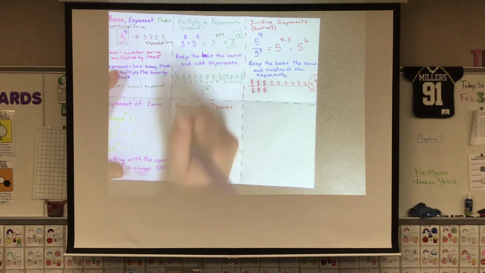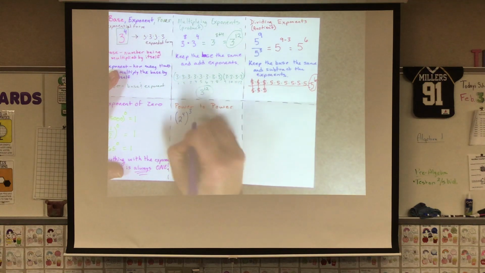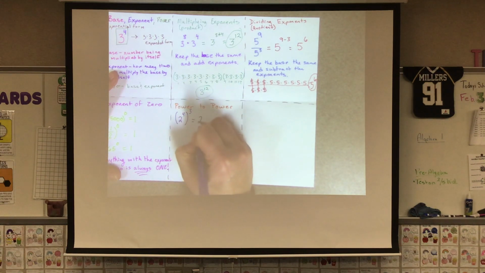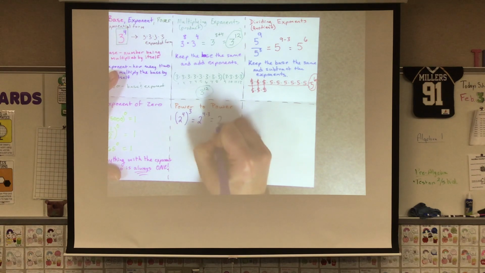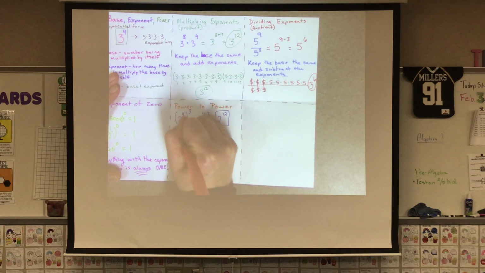So if we have 2 to the 4th, and then we have parentheses around it, and then there's an exponent on the outside. Again, keeping the base the same, we will do 4 times 3, which ends up giving us 2 to the 12th. So we will keep the base the same and multiply the exponents.